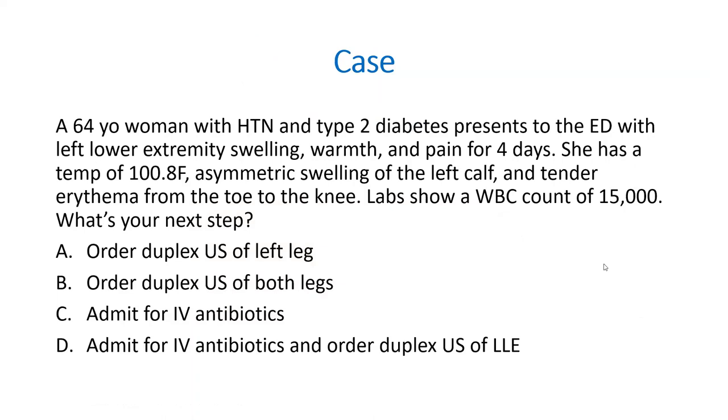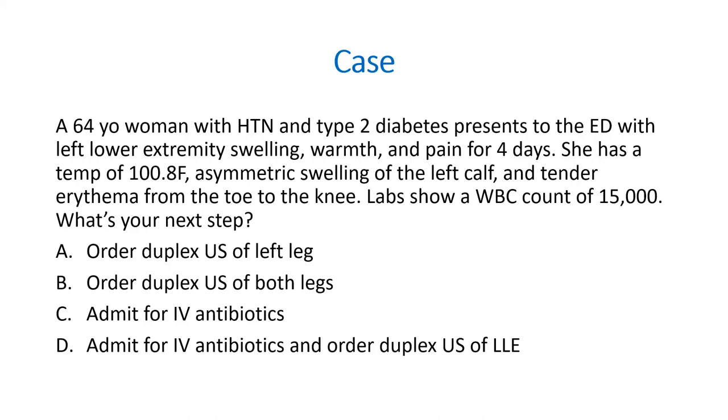So we have a 64-year-old woman with hypertension, type 2 diabetes, who presents to the ED with left lower extremity swelling, warmth, and pain for the past 4 days. Her temperature is 100.8. She has asymmetric swelling of the left calf and tender erythema extending from the toe to the knee. Her labs show a white count of 15,000. So what's your next step?